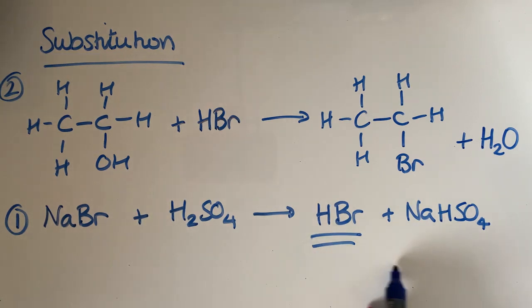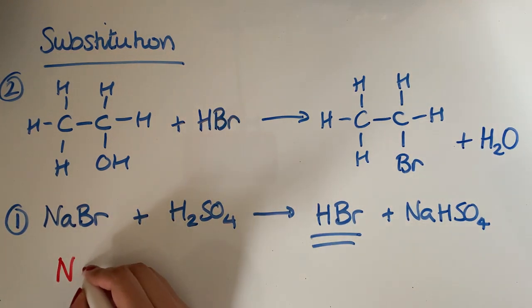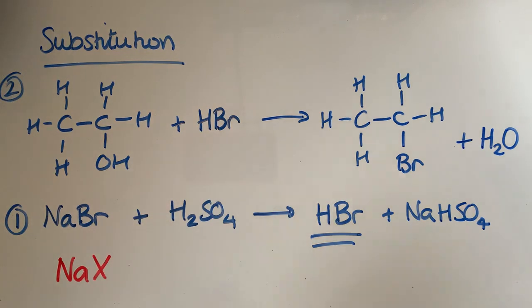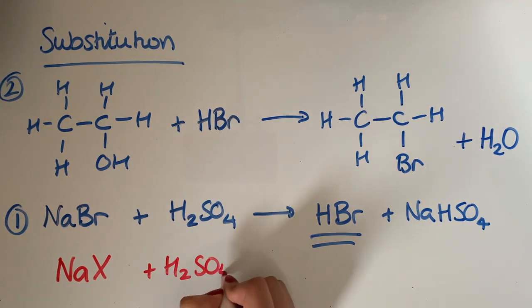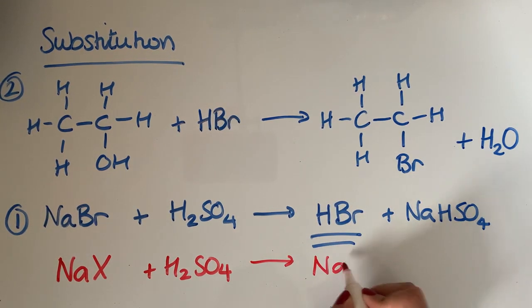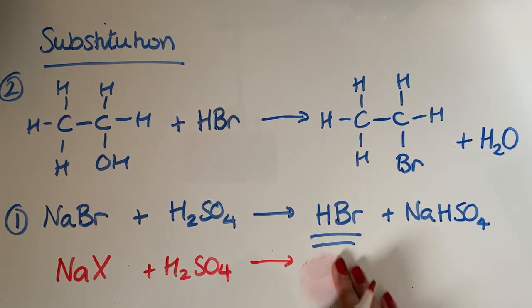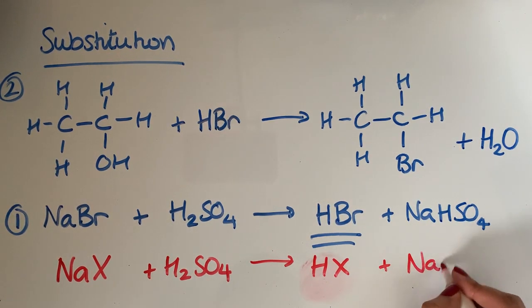In terms of reaction conditions, if you want to do the substitution reaction, you need to have a sodium halide. Depending on the halogen you want to use, you have a sodium halide, you need to have sulfuric acid, and that is going to release your hydrogen halide and sodium hydrogen sulfate.